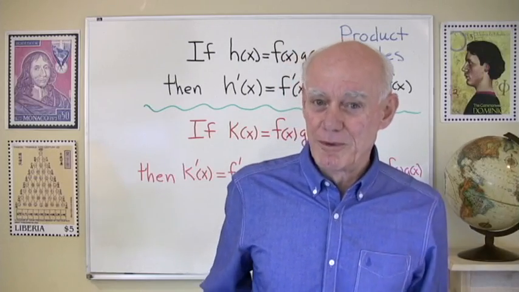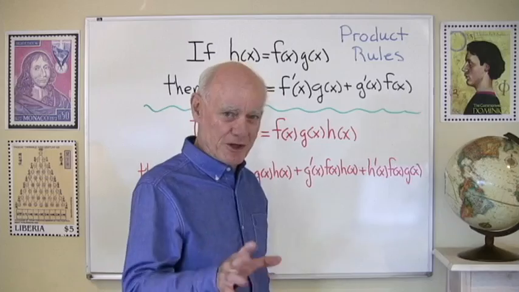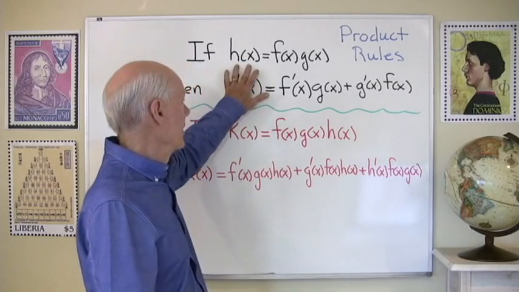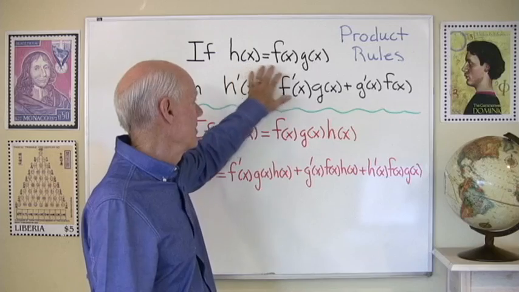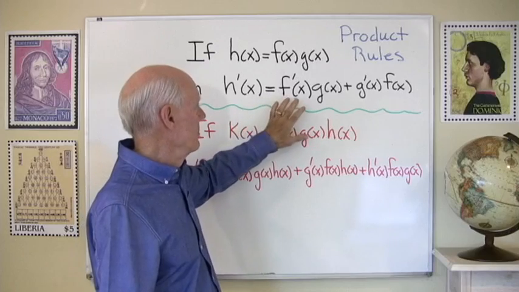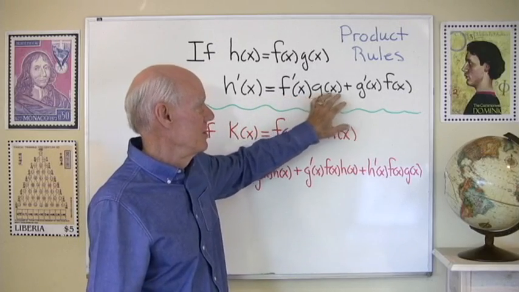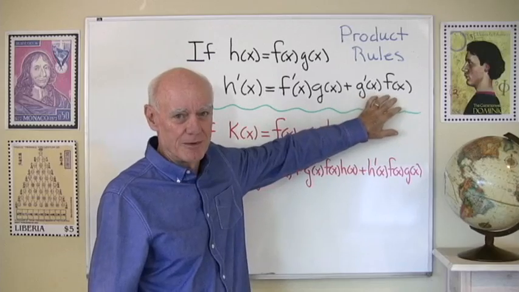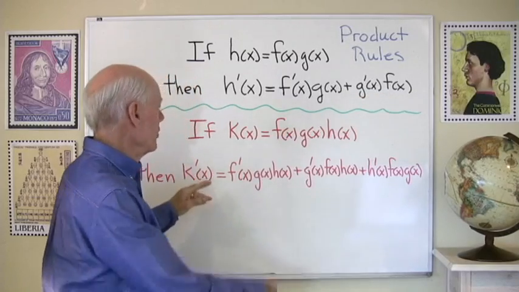Okay, we're going to do a problem here on the product rule, and I'm going to show it to you in a minute, but here's our regular product rule. If h of x is f of x times g of x, the derivative of h is going to be the derivative of f times g plus the derivative of g times f. Now the problem we're going to work is this.